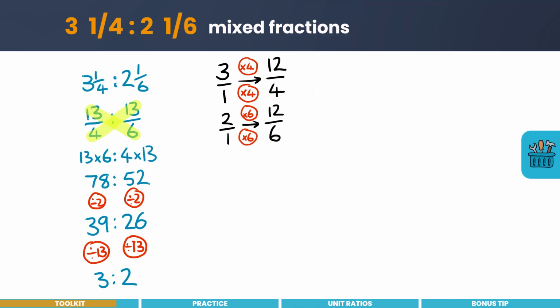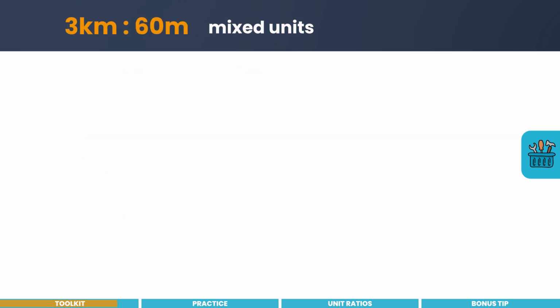The final little nasty you might see in ratio simplification questions is mixed units. So this one is 3 kilometers to 60 meters. We have mixed units. So part of simplifying is getting the units to match. And you can do this at any point. Often, but not always, it's a good idea to do this as early as possible. So let's do that now.